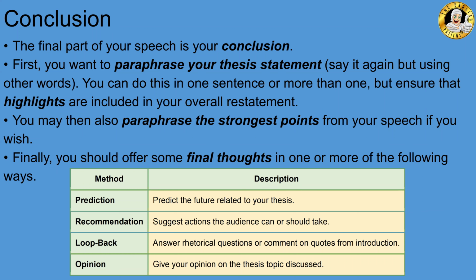Finally, you should offer some final thoughts, and there are several ways in which you can offer some final thoughts. Some of them are similar to the ways that you could write a concluding sentence. Some of them are a little bit different. So for a prediction, you can predict the future related to your thesis. You could make a recommendation, which is to suggest actions that the audience can or should take. You can also loop back to your hook.